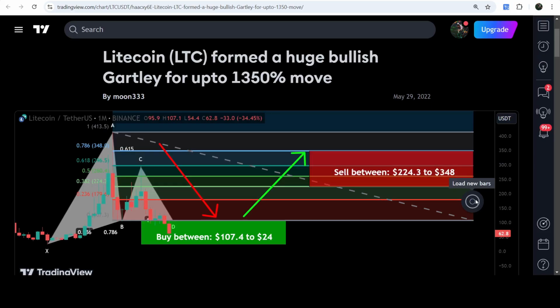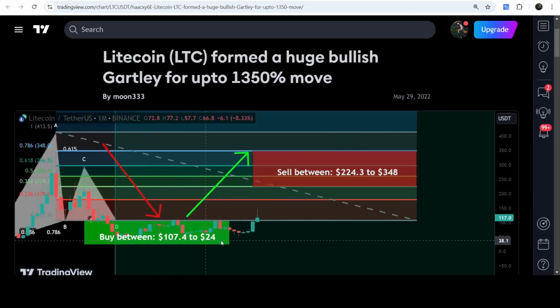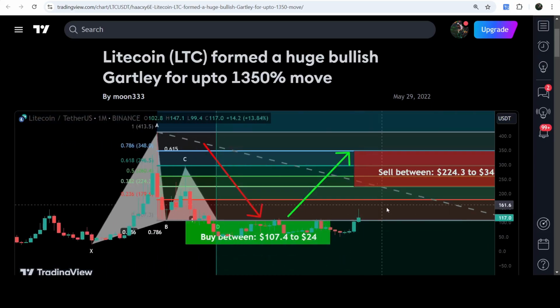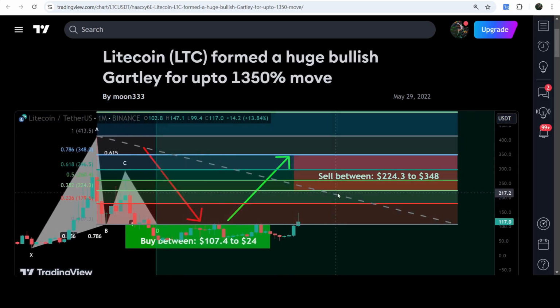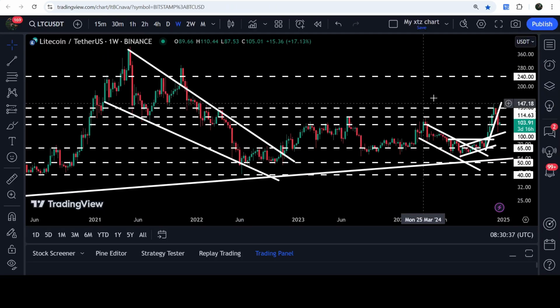And now if I play this chart, then you can see that the price line is geared up from this buying zone. And I'm expecting that soon it will hit the sell target zone. And this sell target zone that I've defined as per the Fibonacci sequence of this Garley starts from $224 and goes to $348.